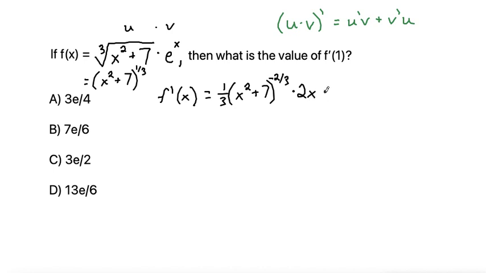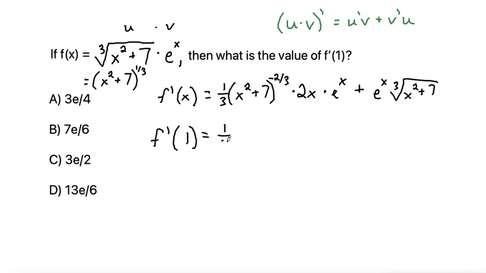So all of this represents my u prime. Now I'm going to multiply by v, which is my e to the x. Then I'm going to add v prime, which, the derivative of e to the x is e to the x. So we can just write that as e to the x. And then times u, which is my cube root of x squared plus 7. Okay, so that was my product rule with my chain rule that I had to use along the way. Because now I'm going to be plugging in 1 for my variable, I can go ahead and do that next.